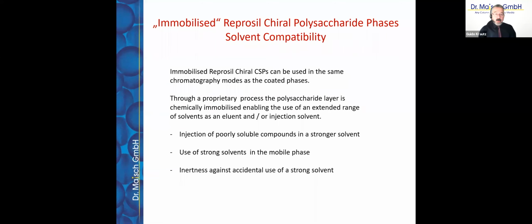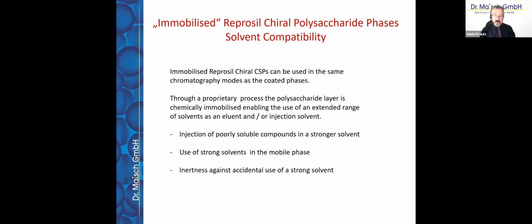So we have also introduced so-called immobilized phases. Immobilized means that in this case, the chiral selector, the polysaccharide, is immobilized on the silica, so it's chemically bonded. And that means that you have a wider range of possible solvents which you can use. And that has various advantages.